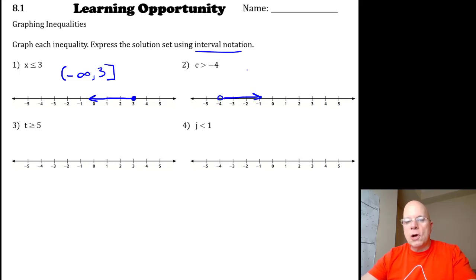The interval would start at -4, but not include -4, so you indicate that with parentheses. That's the smallest possible value, but it's not included. The greatest possible value would be positive infinity, which always gets parentheses.